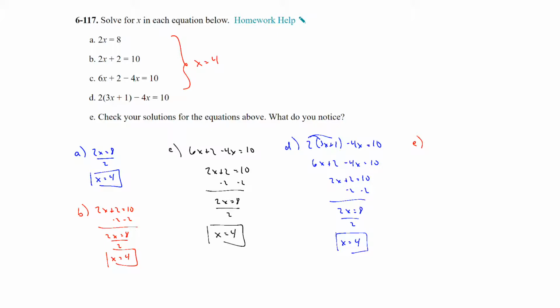So once again, check your solutions. You would actually just plug those in. I'm not going to check every single one of them, but if you wanted to check the first one, it's 2 times 4 equals 8, so 8 is equal to 8. And then the next one would be 2 times 4 plus 2 equals 10, 8 plus 2 equals 10, or 10 is equal to 10. So we're checking each of them. They're all going to equal 4. And so they all have the same solutions.